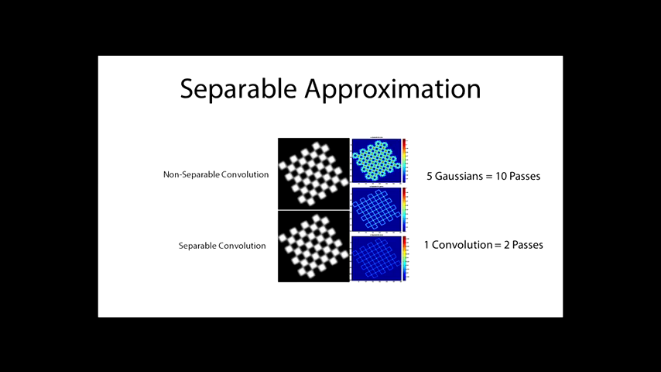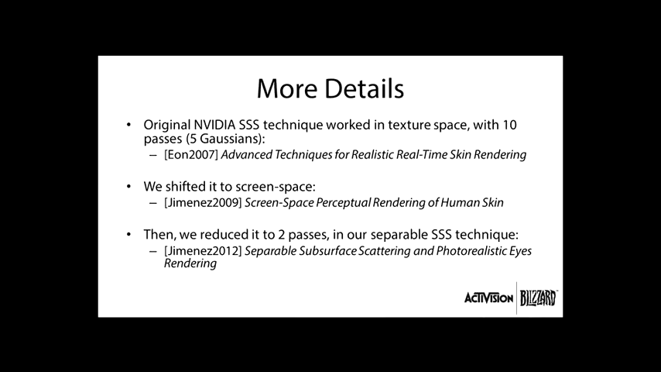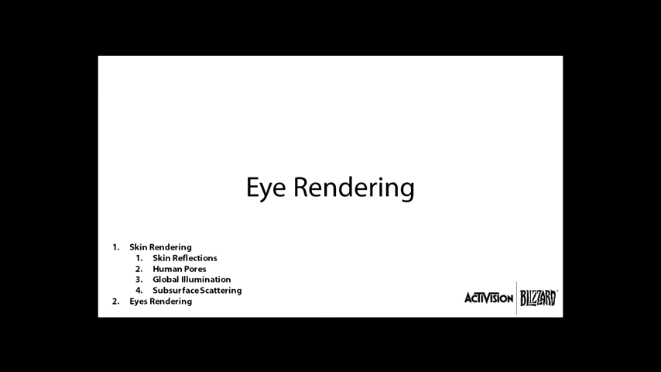So we found a separable convolution that approximated the original non-separable one. This means that instead of having 12 passes, we just need to apply 2, which will be many times faster. For more details, I will just refer you to the previous work. So I will now be switching to the next big topic, which is eye rendering.